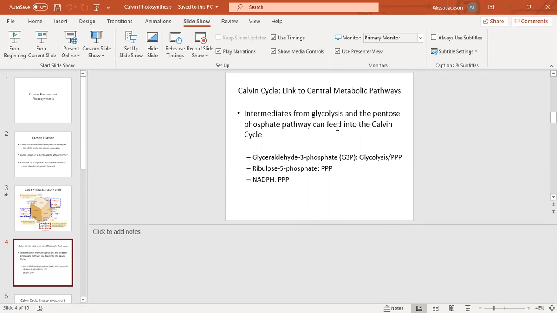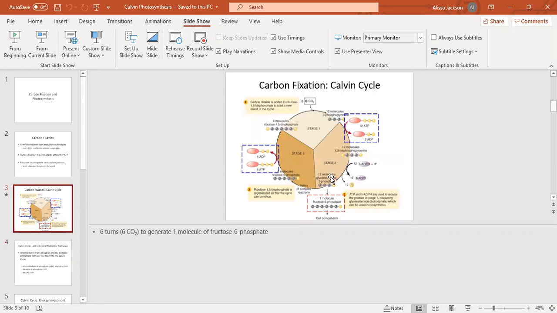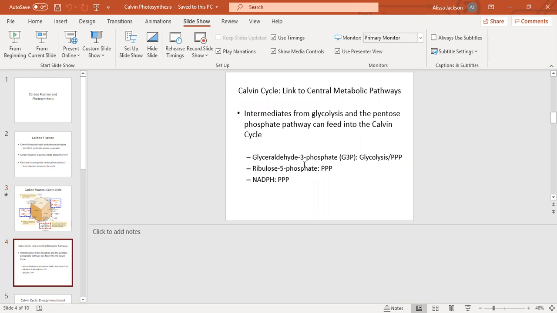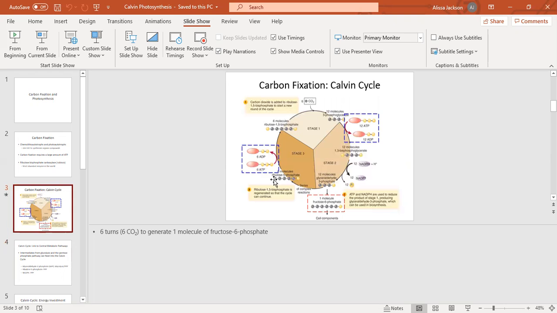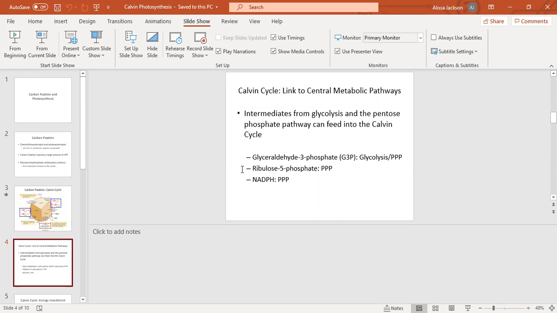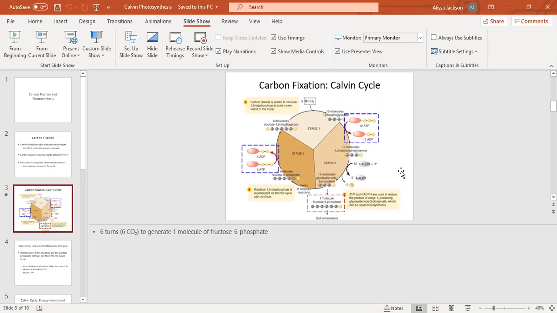Yes, intermediates from glycolysis and the PPP can feed into the Calvin cycle. So glyceraldehyde 3-phosphate, glycolysis, and the pentose phosphate pathway. So if we go back here, yeah, glyceraldehyde 3-phosphate can enter here, make some fructose 6-phosphate, and also be converted into ribulose 5-phosphate. Ribulose 5-phosphate from the PPP can feed in here, get converted into ribulose 1,5 bisphosphate. Start the cycle again. And NADPH from the PPP, yep, that can also feed in here.